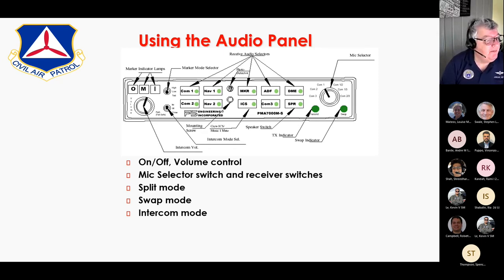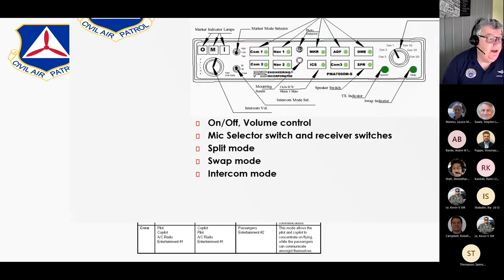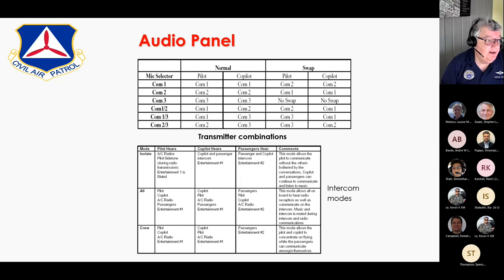This is an incredibly complex piece of gear, I think, but it really is set up for our mission scenario. This is really how we can get everything done the way we'd like to. This is an incredibly complex matrix of the various combinations. You can see the first couple are sort of simple. When the mic selector is on COM1, in normal mode, both the pilot and the observer will be transmitting on COM1. Same for 2 and 3.